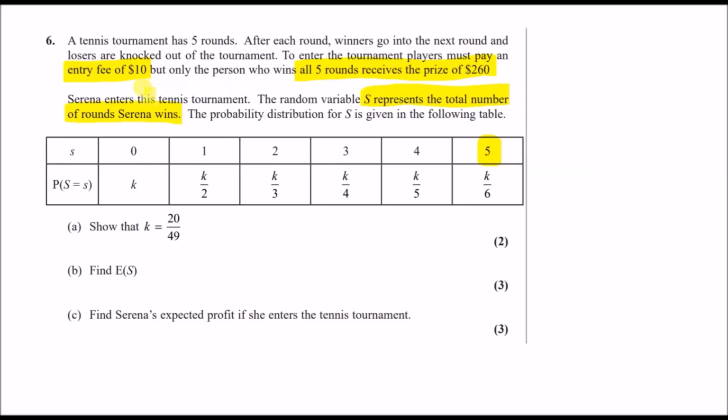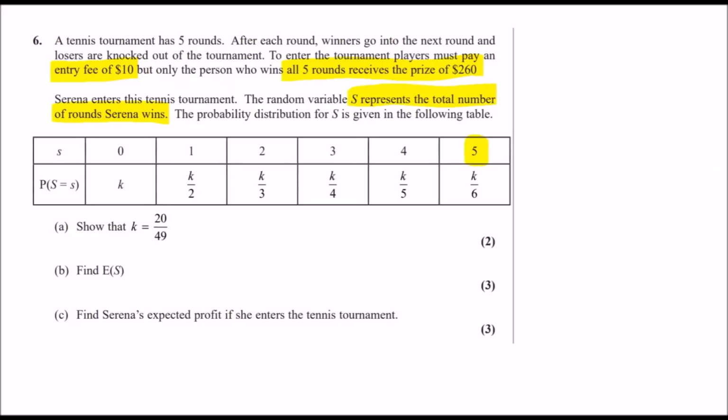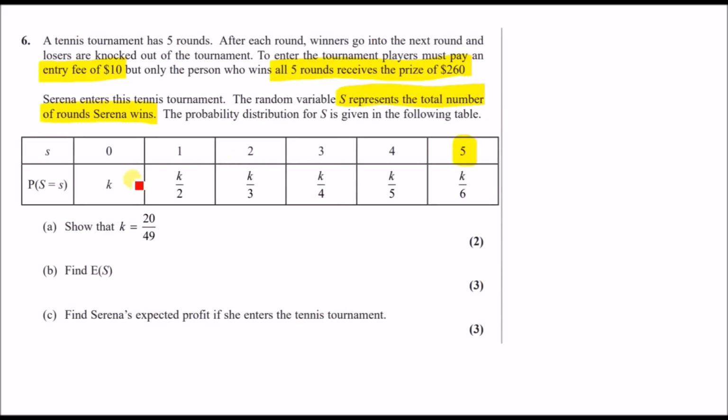Now A, show that K equals 20 over 49. Alright, this is not so bad because we've done a probability distribution question in 1. Now, to show this, first things first, we need to know that the probability of all of this must sum up to make 1. So if we added all this up, it should equal 1.